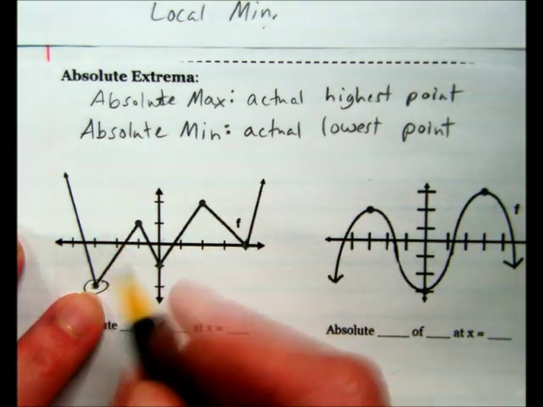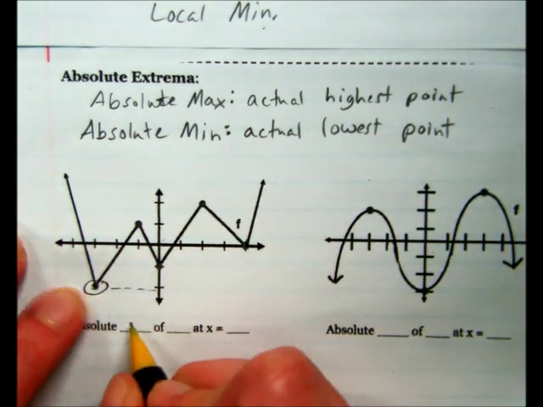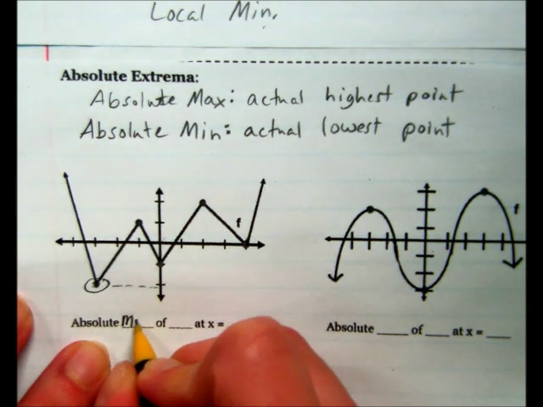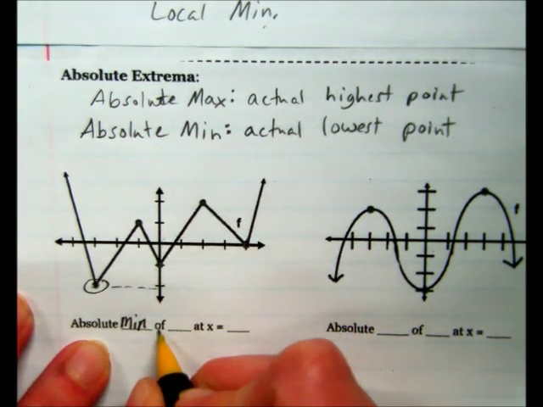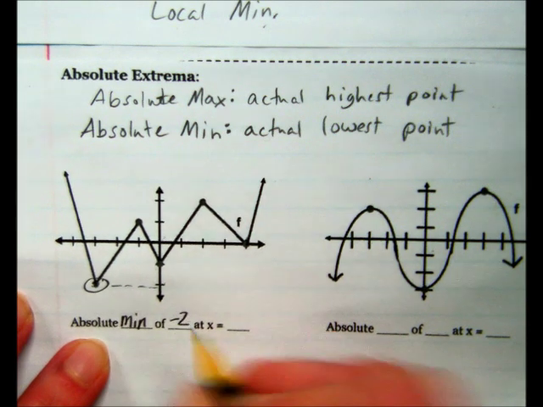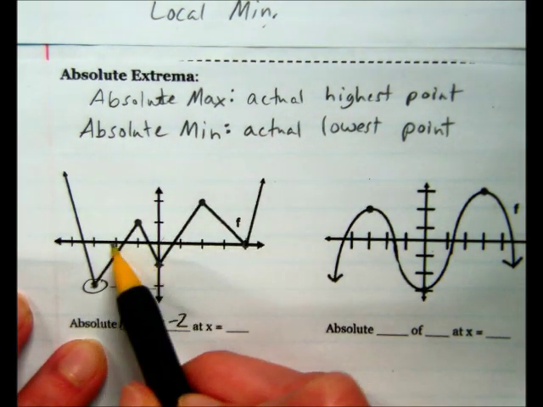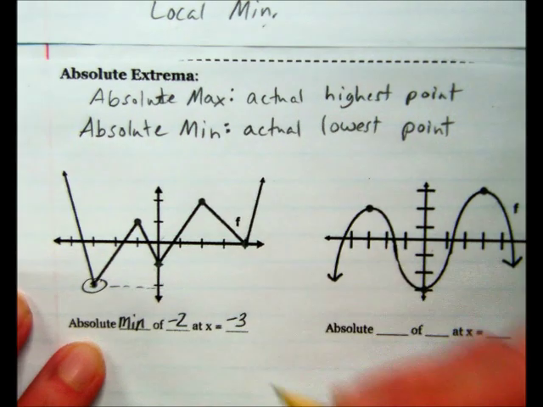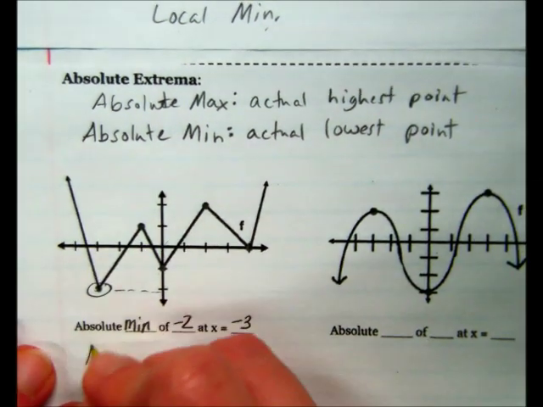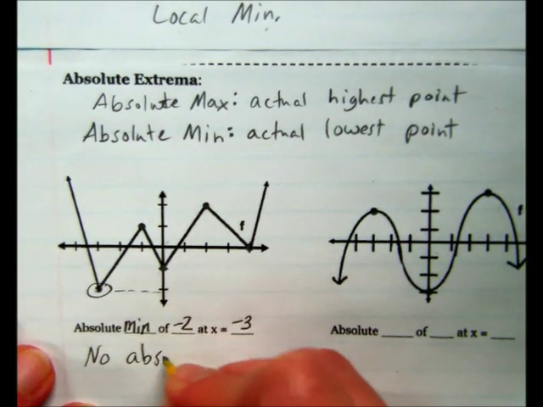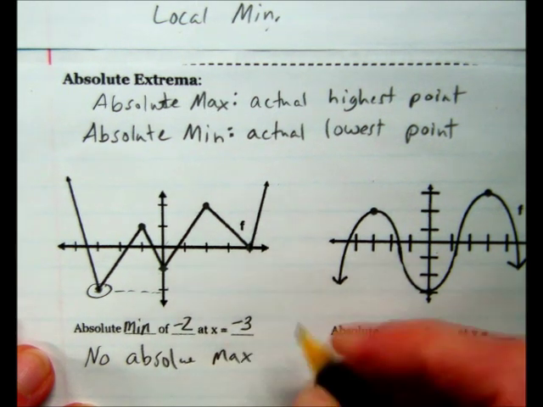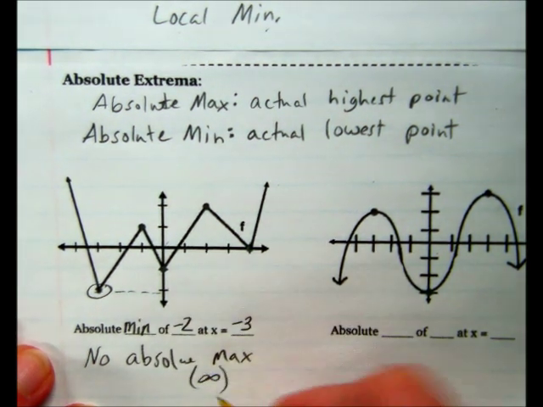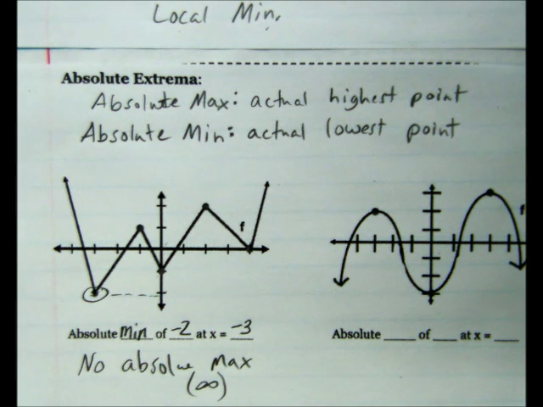That is lining up with the y-axis at -2. So it's an absolute minimum, we're going to put min in that little blank, of -2 that happens at x equals -3. So we had an absolute min, but there is no absolute max because it would just go up to infinity. They don't call that a maximum or a minimum because it's not actually a stopping number. Does that make sense? Okay.